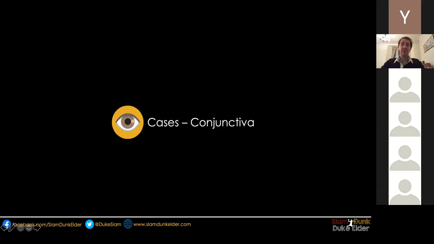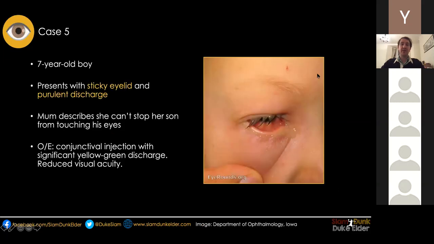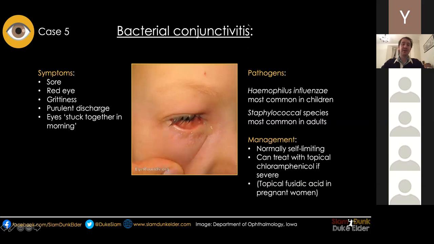So moving to another part of the eye, we have another case. This has been very, very common: a young boy presenting with a sticky eyelid and purulent discharge, and he can't stop touching his eyes. They're very uncomfortable for him. And when you have a look in them, they're red with a significant amount of discharge. So any diagnosis? Yeah. So this is bacterial conjunctivitis.